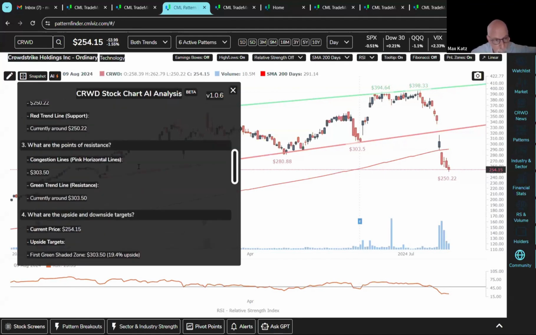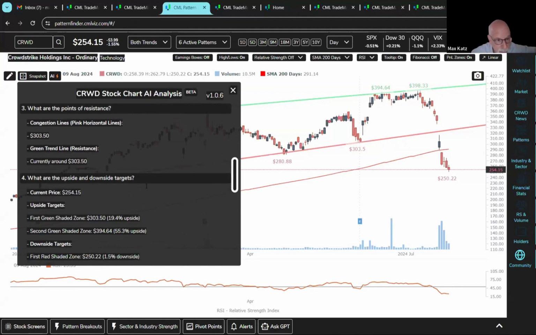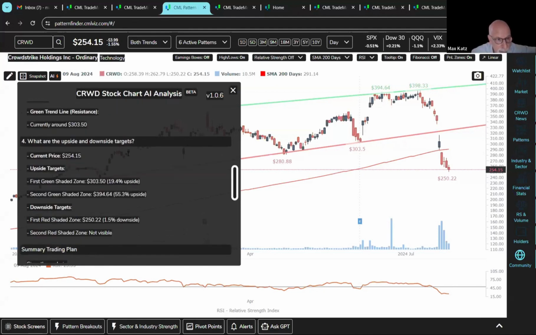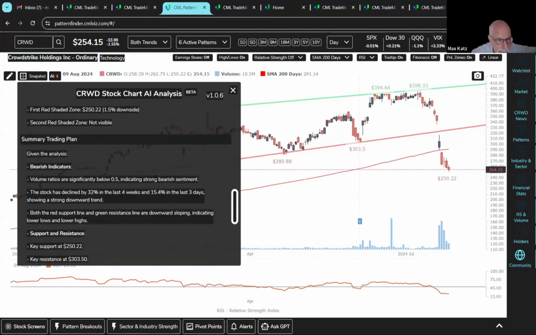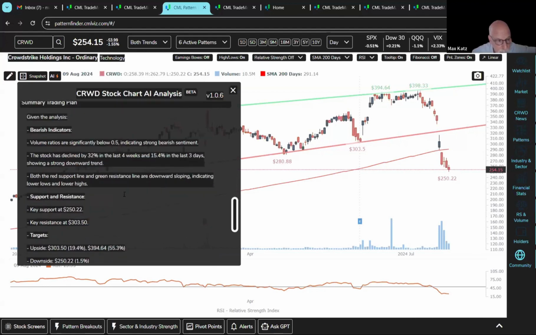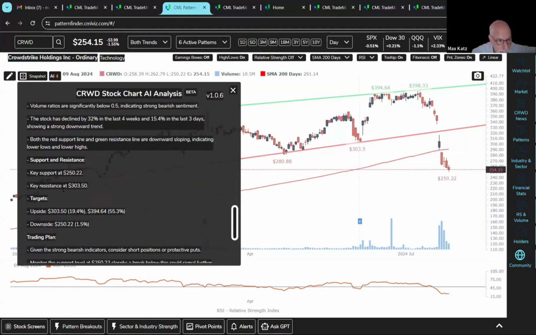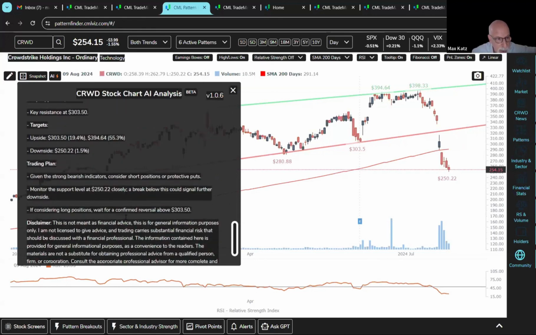It talks about points of support, points of resistance. I don't know if you guys have seen this or not. Upside and downside targets based on support and resistance. And then it gives you a summary trading plan. And it highlights why it thinks it's more of a bearish trade than a bullish trade, but it gives you key support and key resistance, targets to the upside and downside, and then gives you a concise trading plan.